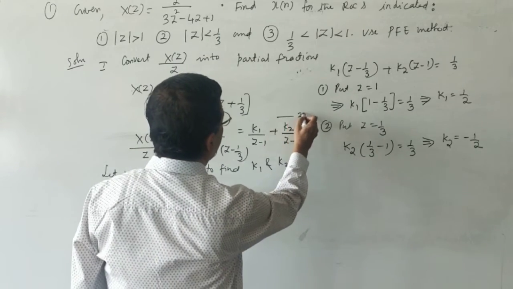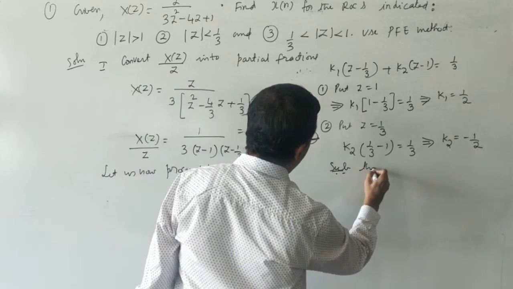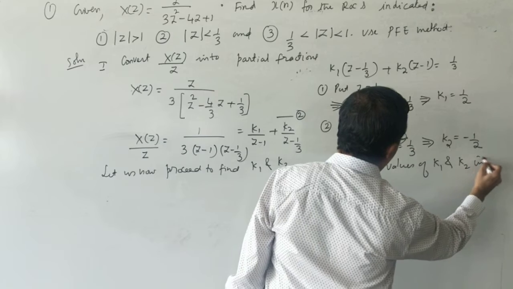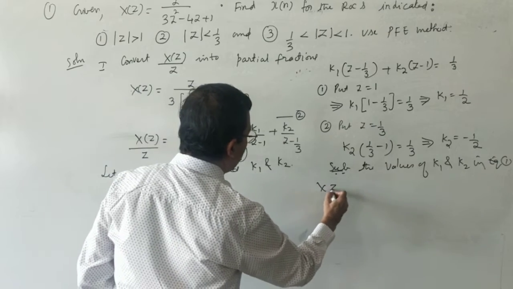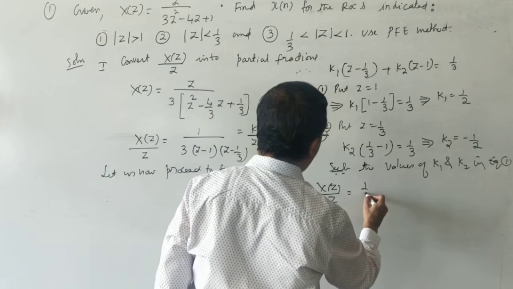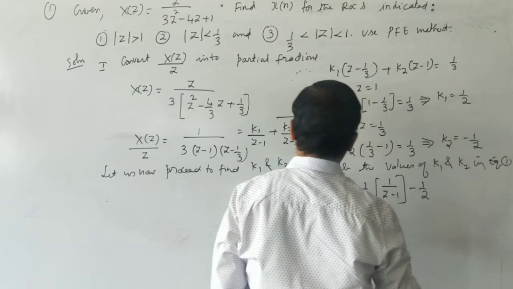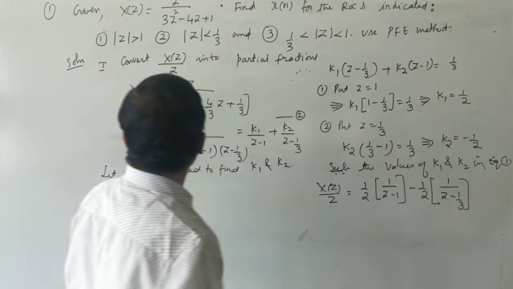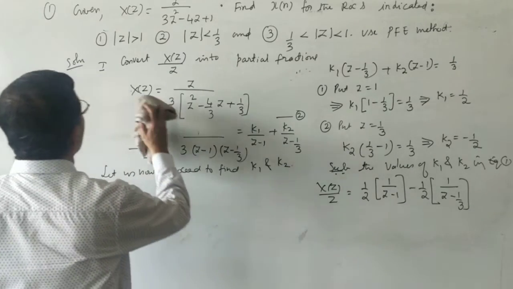Substituting the values of k1 and k2 in equation 2, what we get? X of z divided by z is equal to k1 is half into 1 over z minus 1, minus, k2 is minus half, into 1 over z minus 1 by 3. Now I cross multiply throughout by z.